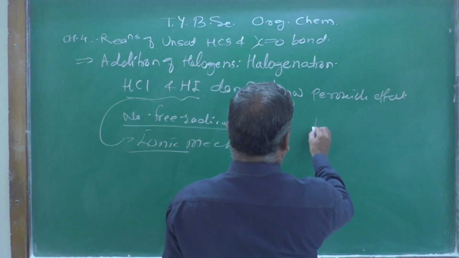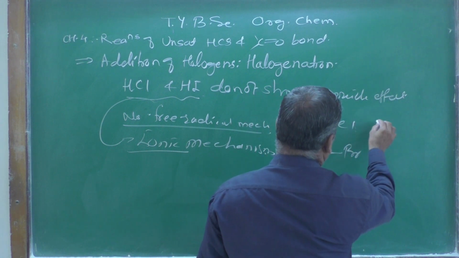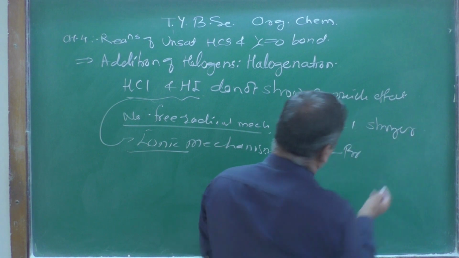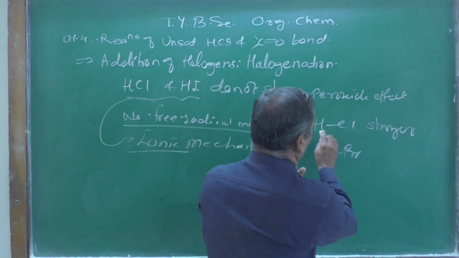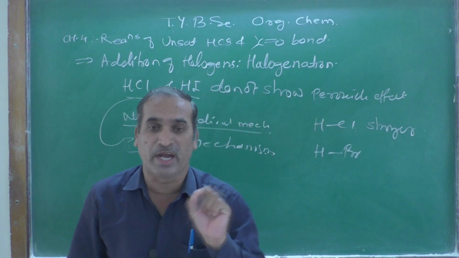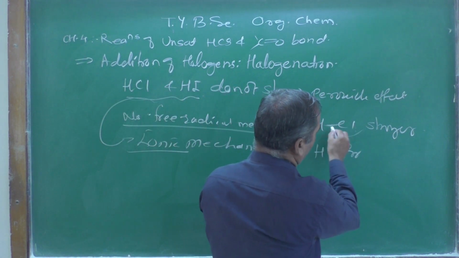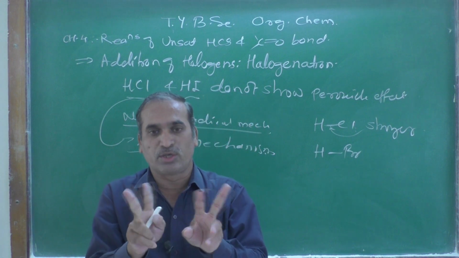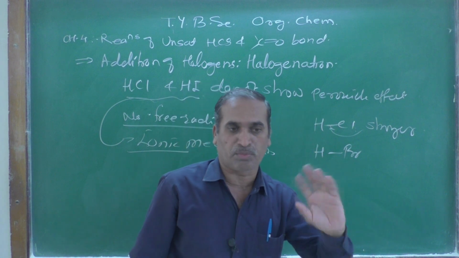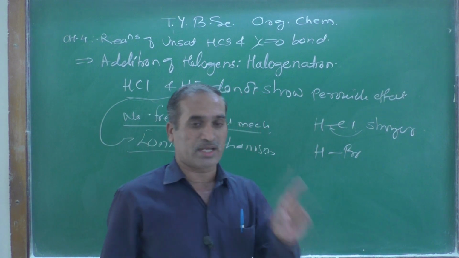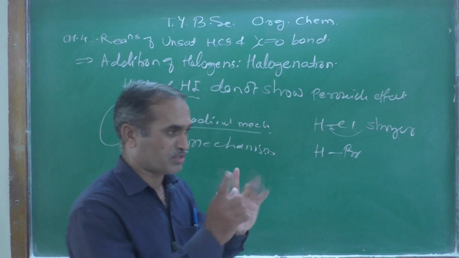One reason is that if you compare HBr and HCl, the HCl bond is stronger than the HBr bond. Therefore no free radical is obtained from HCl, because this is a very strong bond and it does not produce a chlorine radical. That is the reason HCl does not show the peroxide effect.